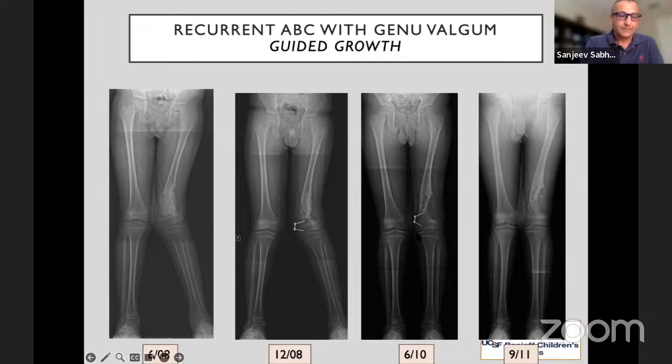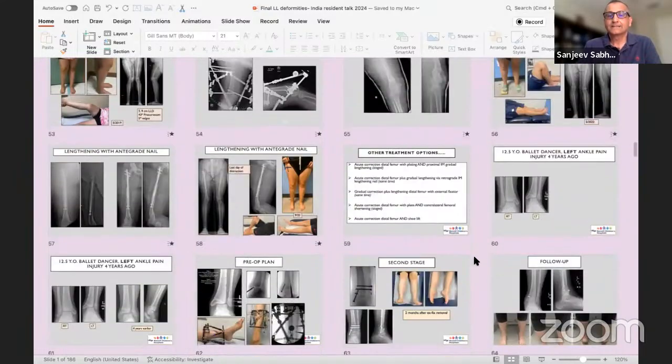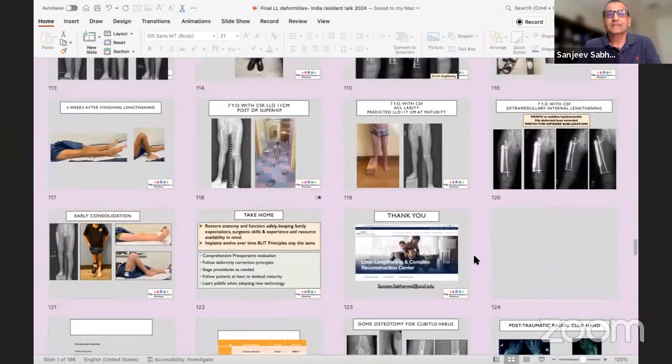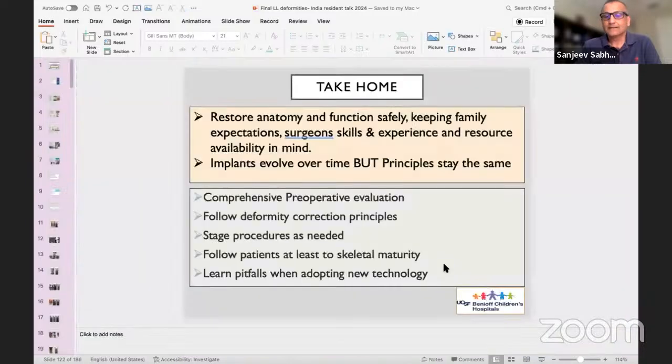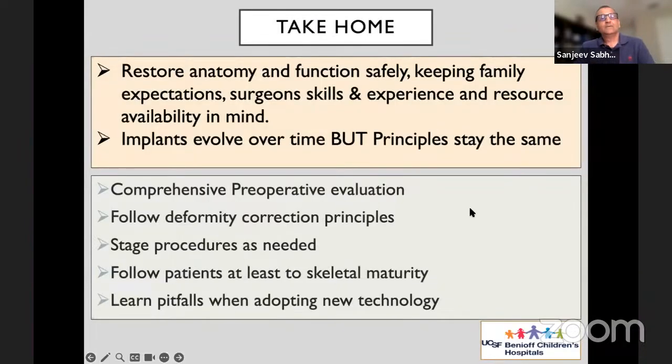And I'm just going to skip ahead now to the last summary slides, because the stuff I didn't cover is the congenital, but I think that's a big topic on its own. So the final thoughts are, well, there's nothing new here, but I think it's worth repeating. For limb deformities, especially when you're treating kids and young adults or adults with pediatric problems, you've got to focus on restoring anatomy and function safely, keeping in mind the family expectations, your skill set, your clinical experience, and what's available to you in terms of resources and implants, etc.